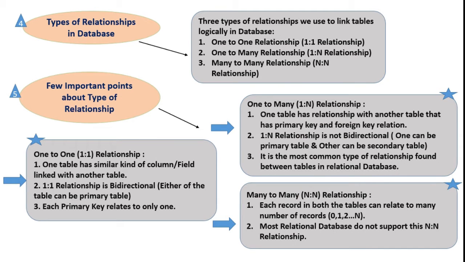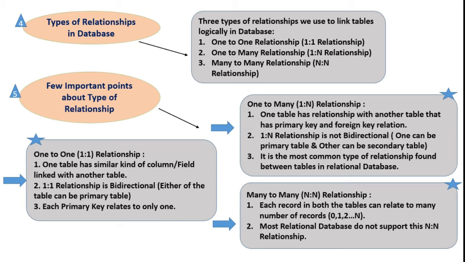Going forward, the next topic is types of relationships in database. Three types of relationships are used to link tables logically in a database. The first is one-to-one relationships. The next is one-to-many relationships. The next is many-to-many relationships. The next is a few important points about types of relationships. So we have three types, and we are going to see each one individually. The first is the one-to-one relationship. I have taken only a few points, and later on we will discuss each individually with examples.